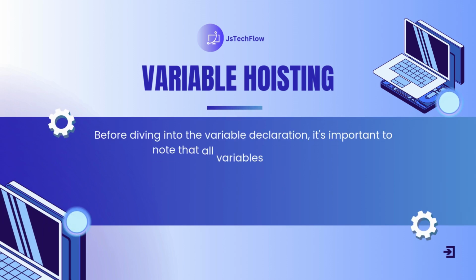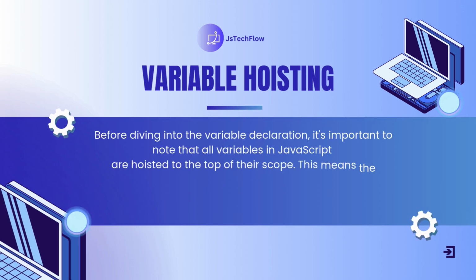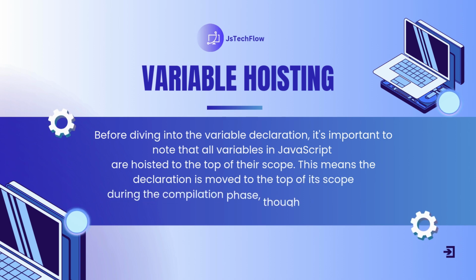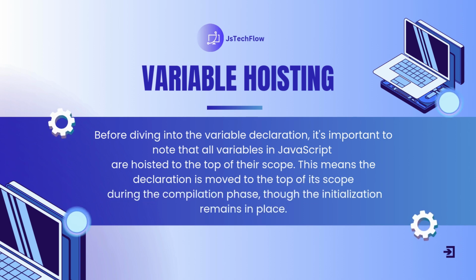Variable hoisting. Before diving into the variable declaration, it's important to note that all variables in JavaScript are hoisted to the top of their scope. This means the declaration is moved to the top of its scope during the compilation phase, though the initialization remains in place.